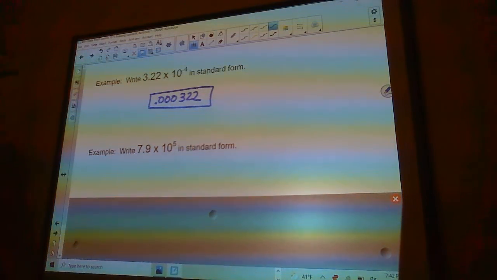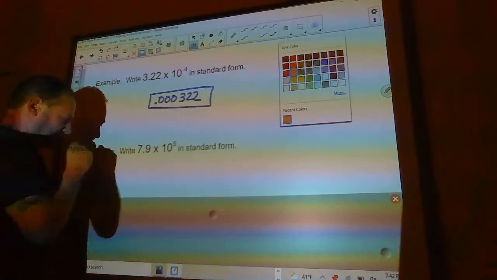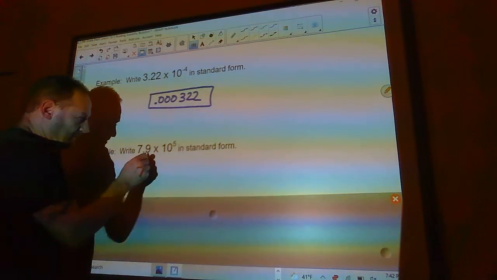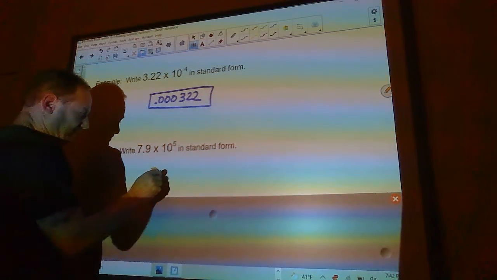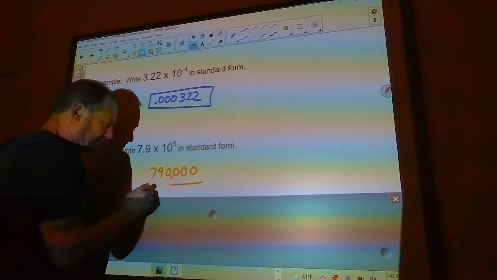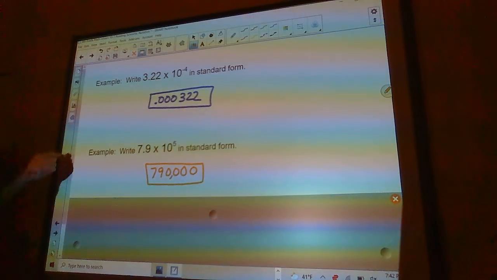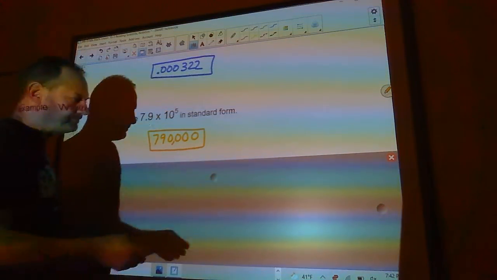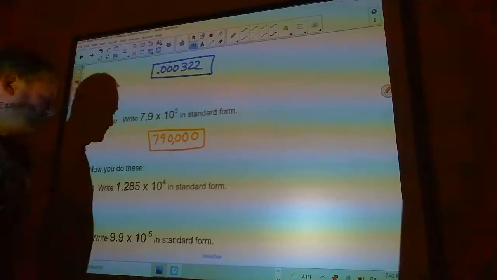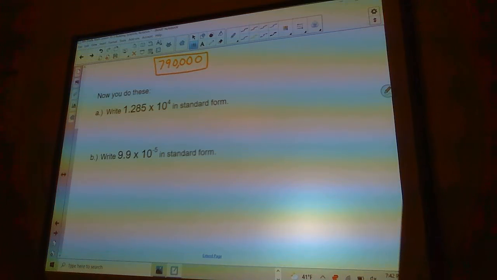Okay, 7.9 times 10 to the 5th power in standard form. So that's going to be 7. I'm going to move the decimal right 5 places. So there's 1, 2, 3, 4, 5. That's 790,000. Okay, here's a couple for you to do. So go ahead and pause the video, write those out real quick, and then jump back on and see how you did.